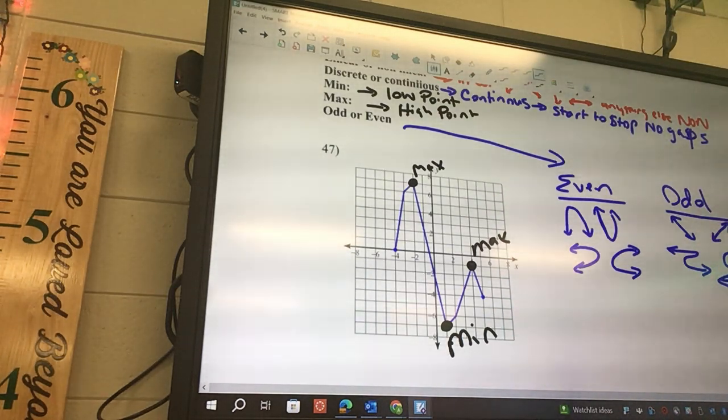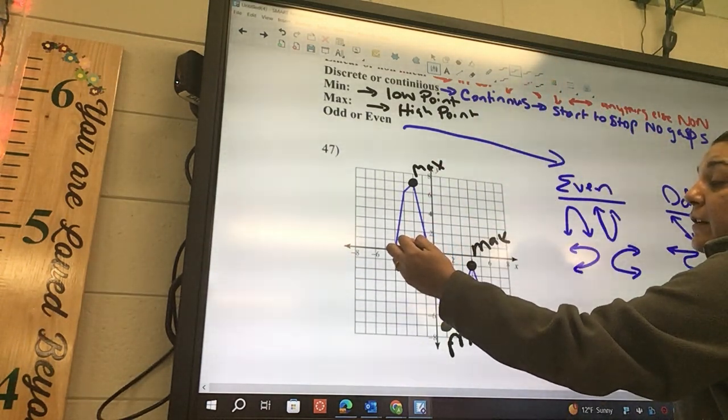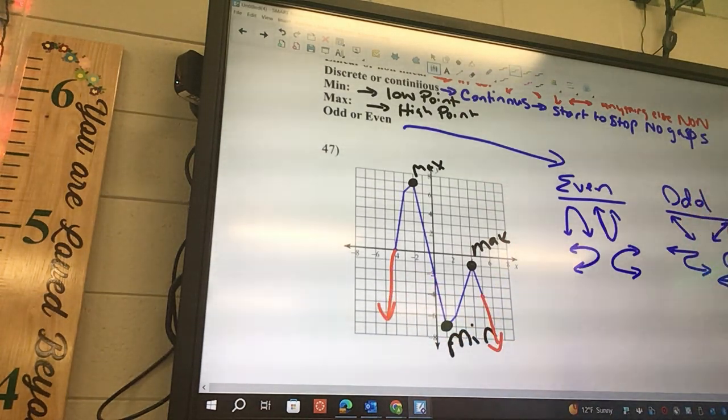Okay, so is this odd or even? This one is even, okay? And this is what I meant, extend the line. So the line ends here. If you were to extend it, okay, same thing, you can see that they're both pointed down, okay? So you have to extend the lines.